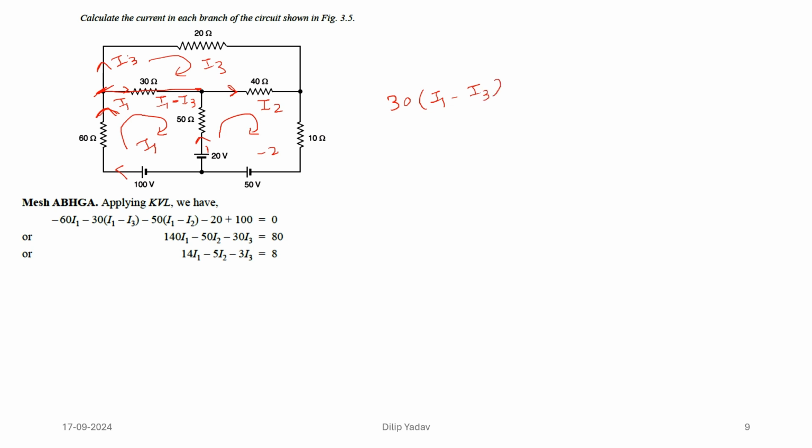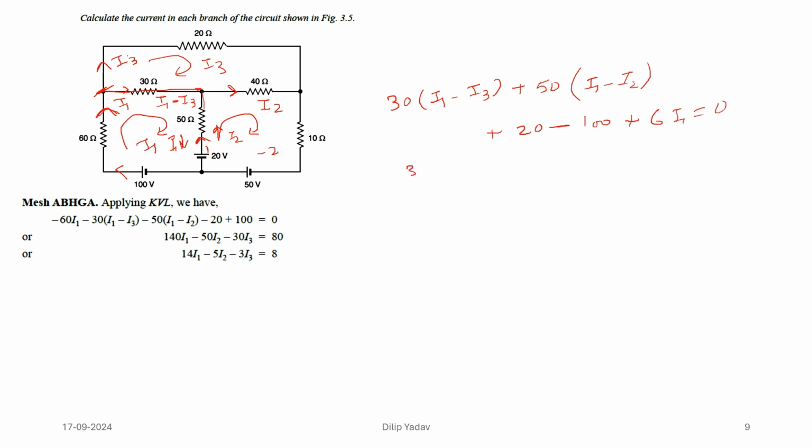Then going downward, we have the 50 ohm, carrying the current I1, and the direction of the other current is I2. Going this way, it will be 50 times I1 minus I2. Then we have plus 20, then minus 100, and then at this point plus 6 I1, which is equal to 0.